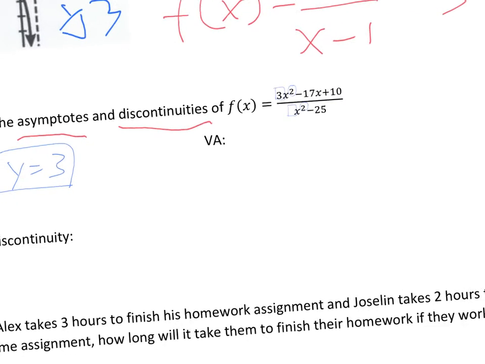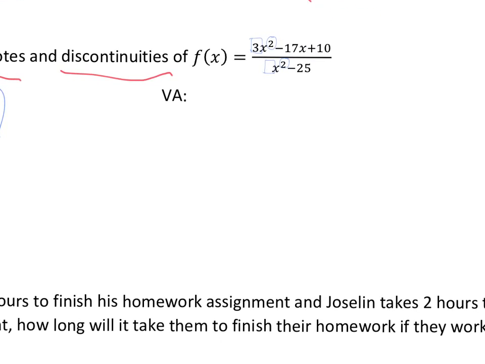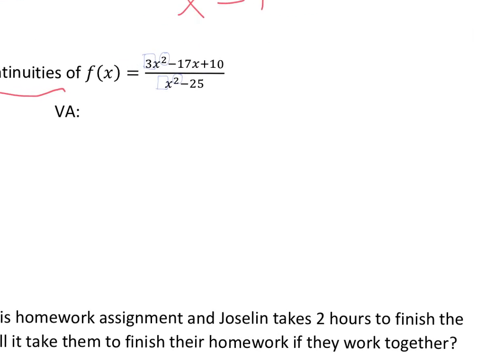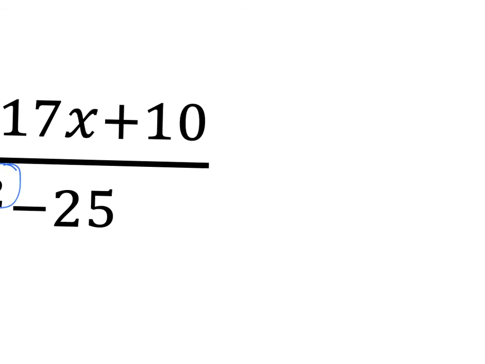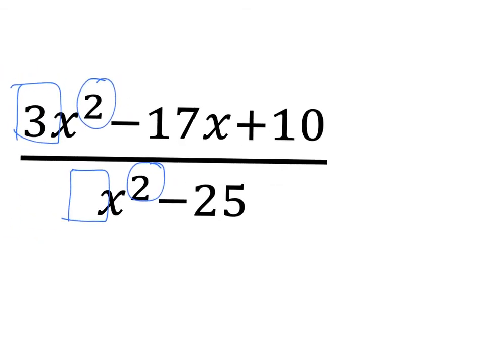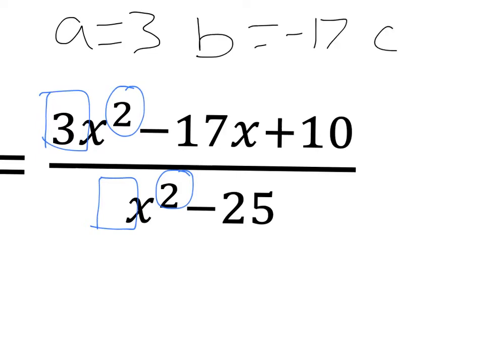For the vertical asymptote and points of discontinuity, we now need to factor top and bottom, because points of discontinuity look like vertical asymptotes. So, factoring the top and the bottom, we're going to go in, we're going to find A, B, and C for the top. For the top, I'll work in black. For the bottom, I will work in red. So, for the top, A is equal to 3. B is equal to negative 17. And C is equal to 10.